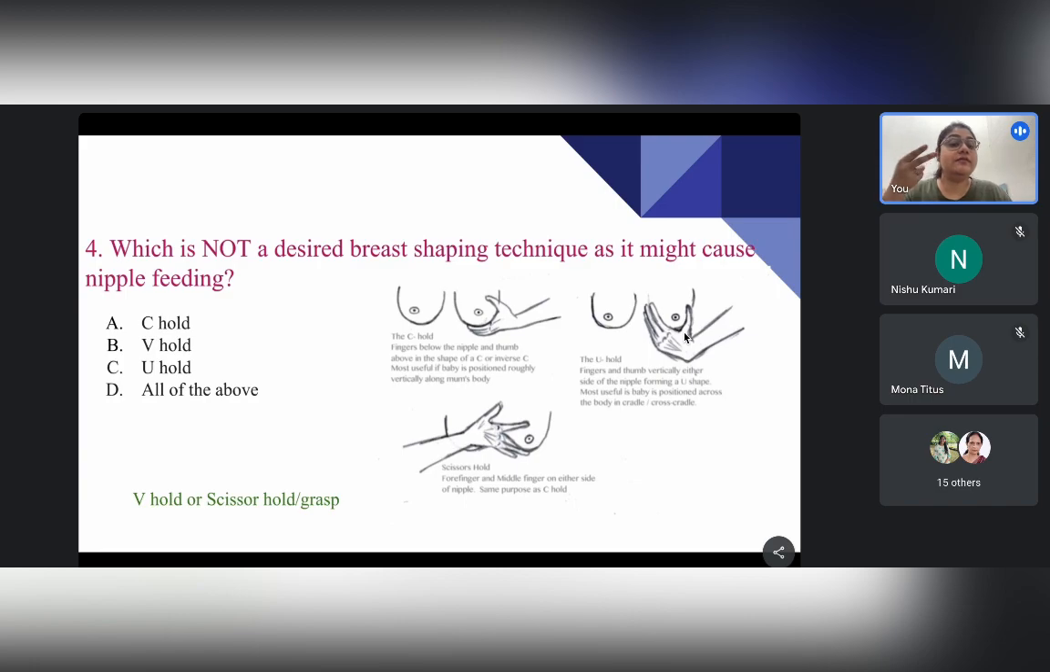Now, if we come to the V hold, what we are saying, scissor hold or V hold, it is the way in which, say for suppose, it resembles a scissor.